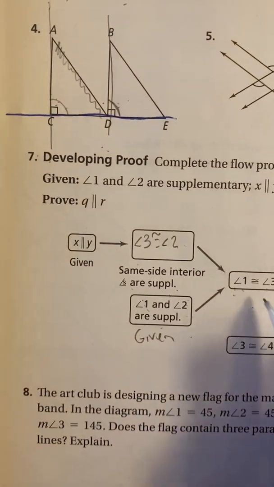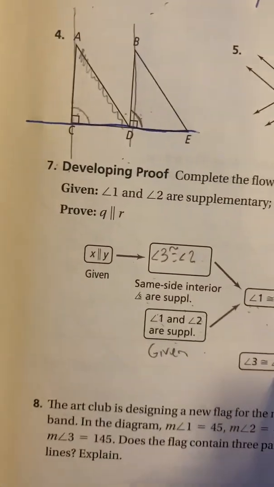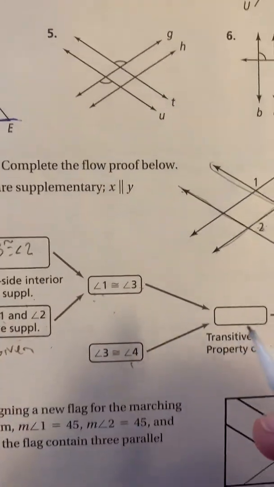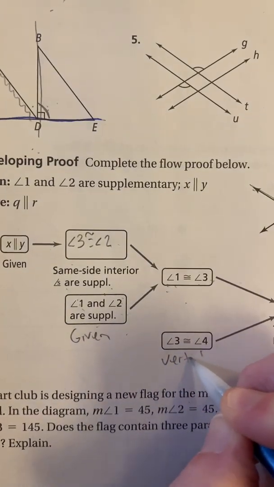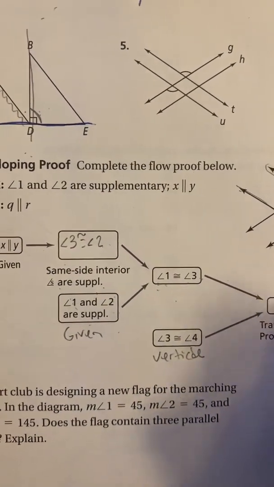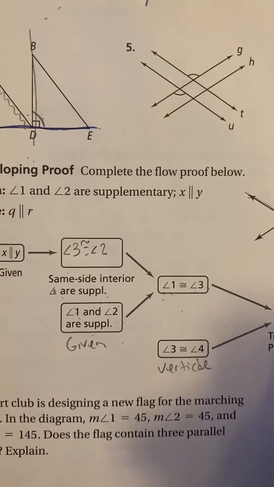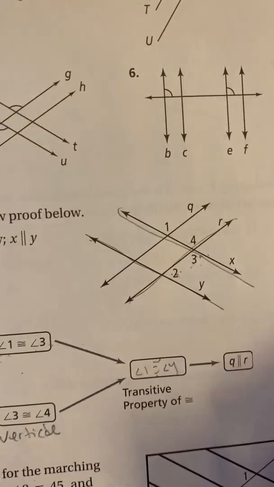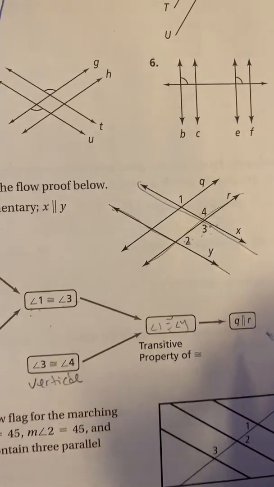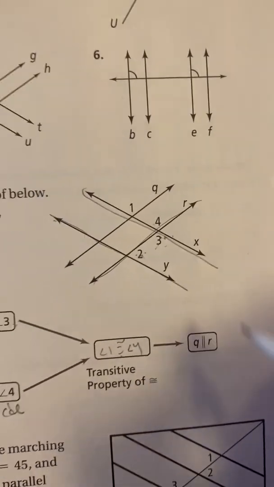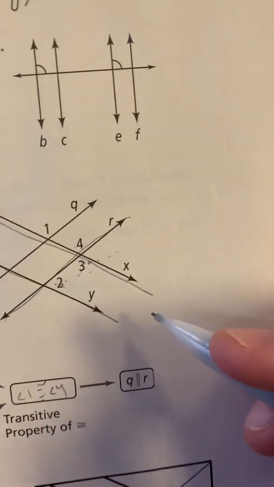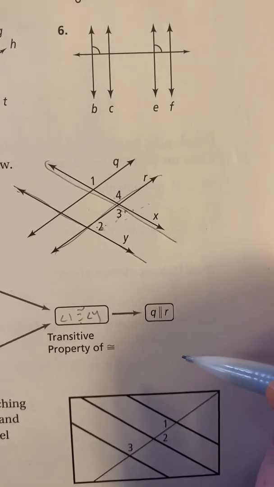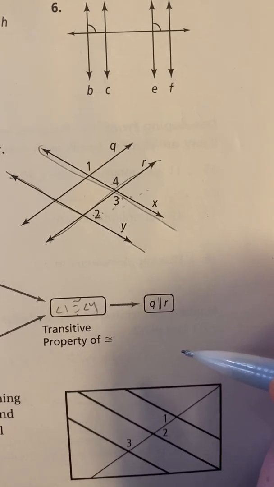Okay, and angle 3 is congruent to angle 4. If we look at angles 3 and 4, they're vertical angles. That's how we know. And then transitive, we're going to put all this together. So angle 1 would be congruent to angle 4. And then Q is parallel to R. So here's Q and R. And we know that because if corresponding angles are congruent, lines are parallel.